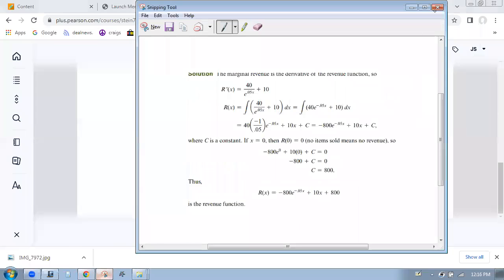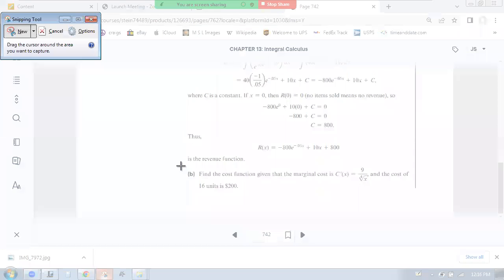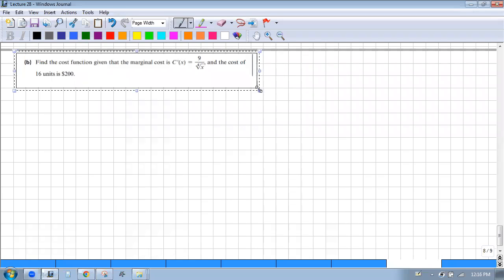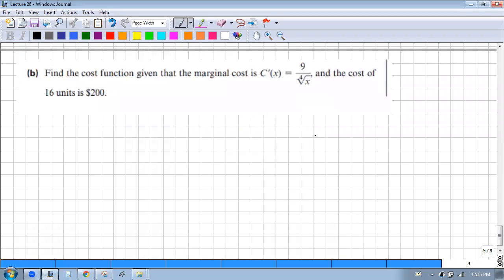And here's part B. Now, we're going to use the letter capital C for the cost function, but we're also using capital C for a constant. Two completely different C's. Does this make sense? We're recycling, right? So if this is C prime and we want to know what C is, find the cost. So we'd have C is the integral of C prime.